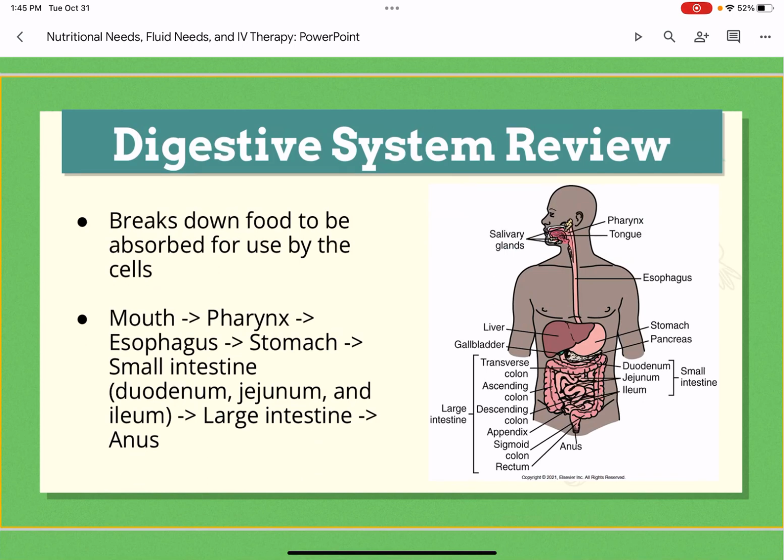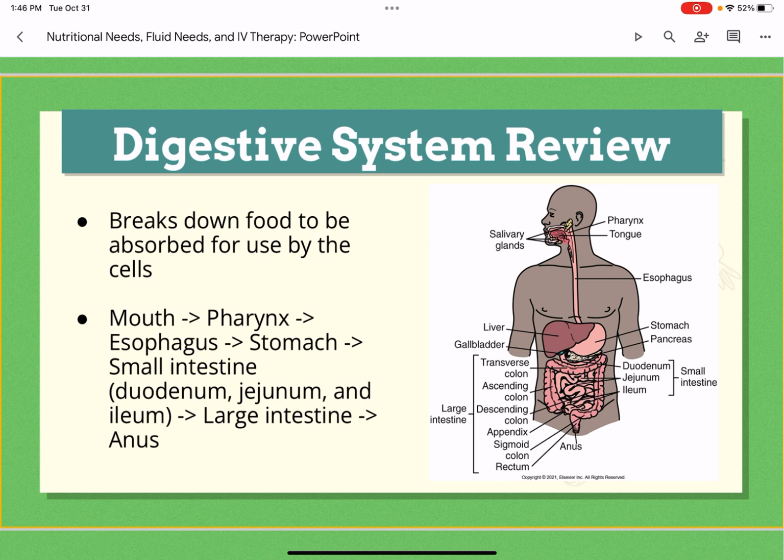Here is an overview of the digestive system. Digestion is the process by which the body breaks down food to be used by cells. Digestion begins in the mouth or oral cavity. The teeth cut, chop, and grind food into small pieces for swallowing.